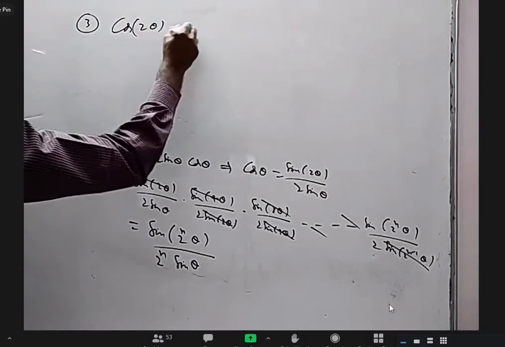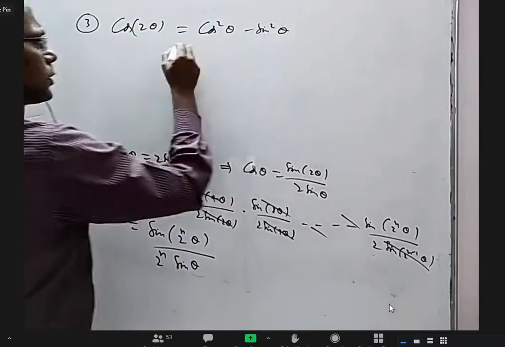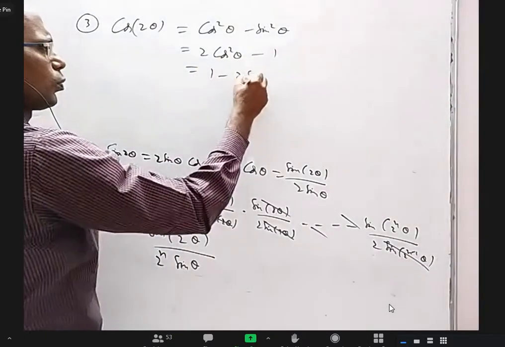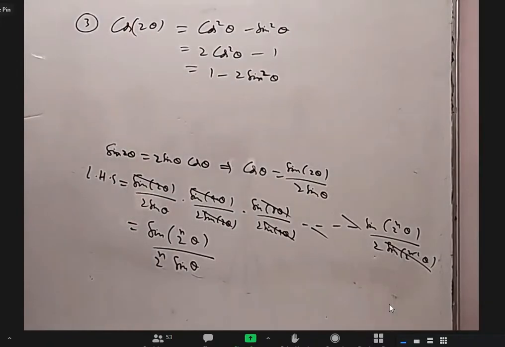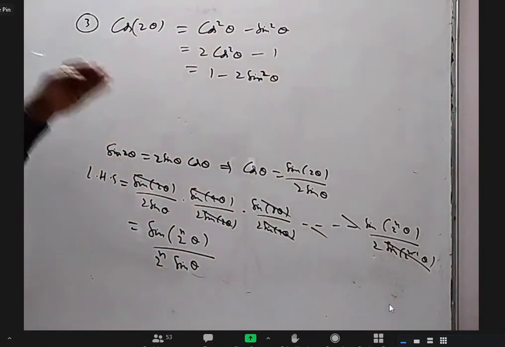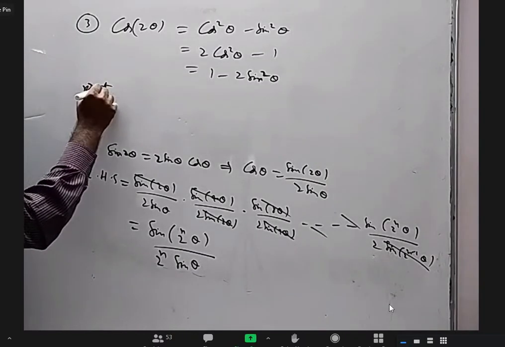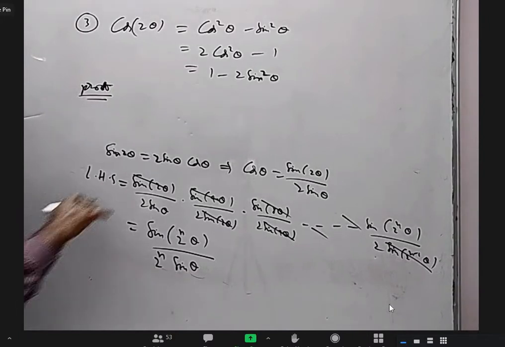Cos 2 theta is cos square theta minus sin square theta, 2 cos square theta minus 1, 1 minus 2 sin square theta. All these three formulas are important. Depending on the situation, we use them. Sir, we can use 1 minus tan square theta by 1 plus tan square theta also, no, sir? Yeah, we'll write that separately. That's why I did not write it.